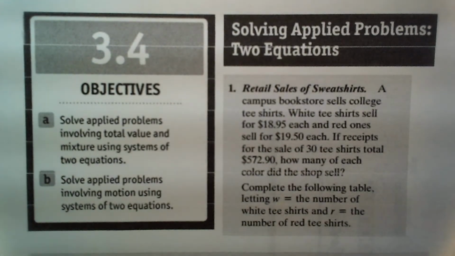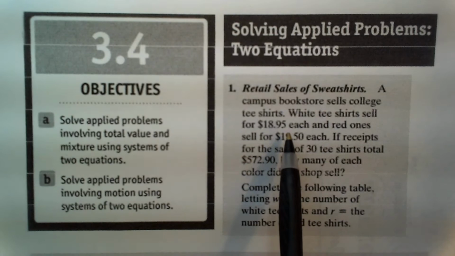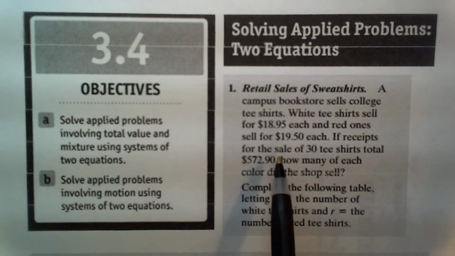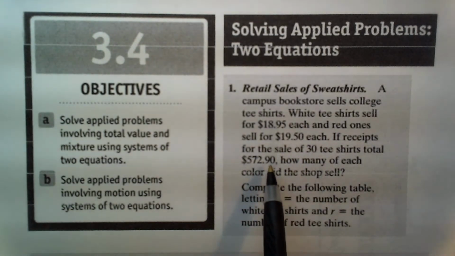retail sales of sweatshirts. The campus bookstore sells college T-shirts. White T-shirts sell for $18.95 each, and red ones for $19.50 each. If receipts for the sale of 30 T-shirts totaled $572.90, how many of each color did the shop sell?